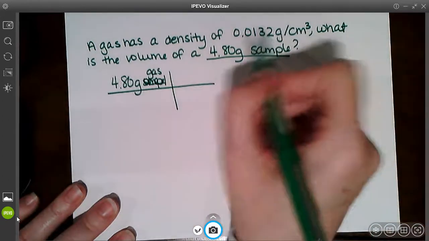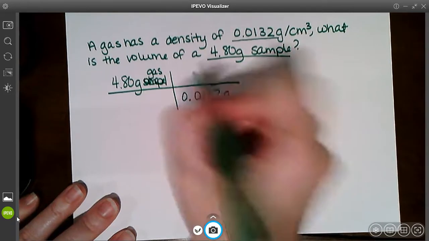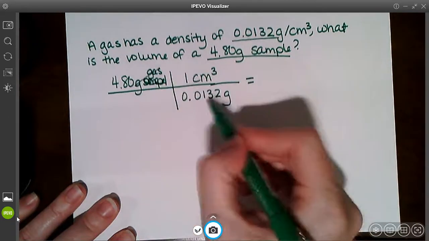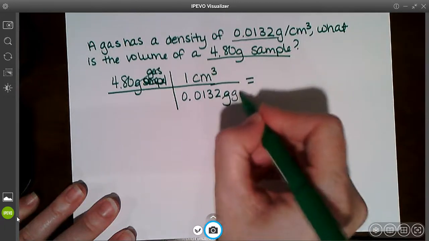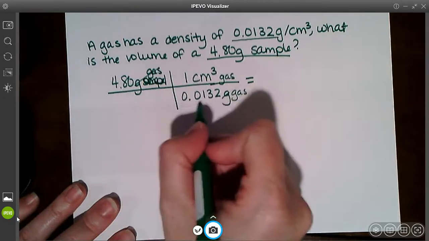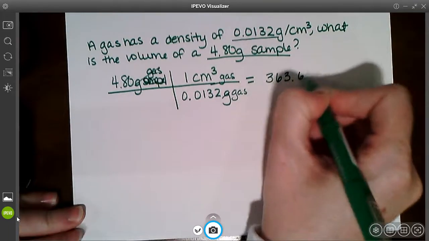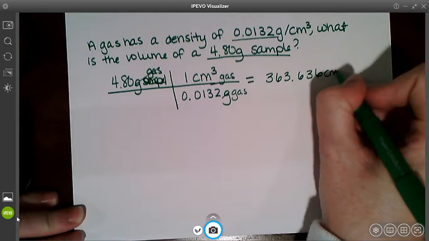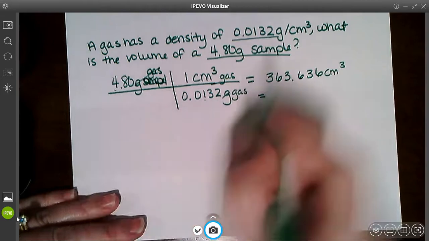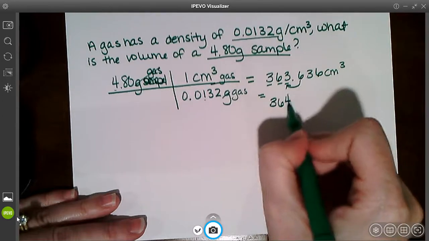We know that for every 0.0132 grams, it has a volume of 1 centimeter cubed. Grams of gas, grams of gas. These are both talking about the gas. So you're left with 4.80 divided by 0.0132. So this is going to be 363.636 cubic centimeters. To account for sig figs, I have 3 sig figs here, 3 here, so I only get to keep 3. 1, 2, 3. That bumps this up to 364 cubic centimeters.